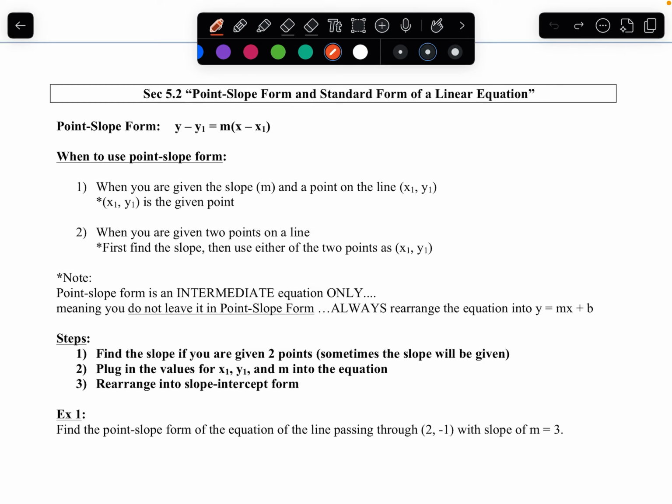Hello and welcome to 5.2, point slope form and standard form of a linear equation. So we've talked about standard form before, and now we're just putting it together with this thing called point slope form. Point slope form is when you have a point and a slope. Get it? Point slope form.